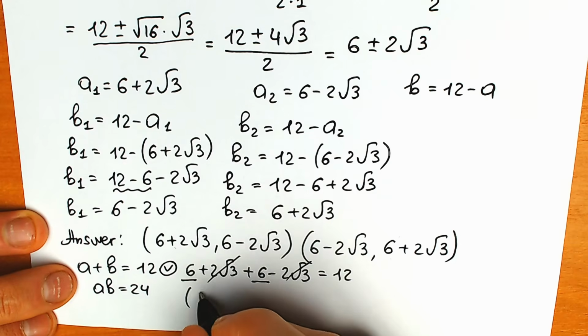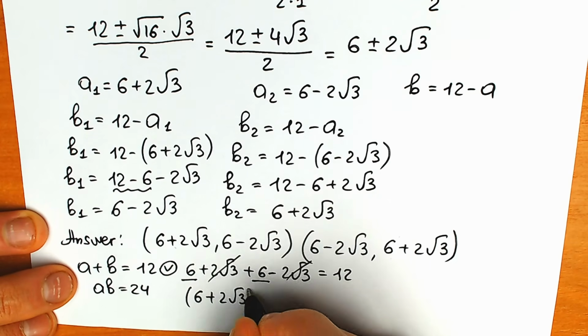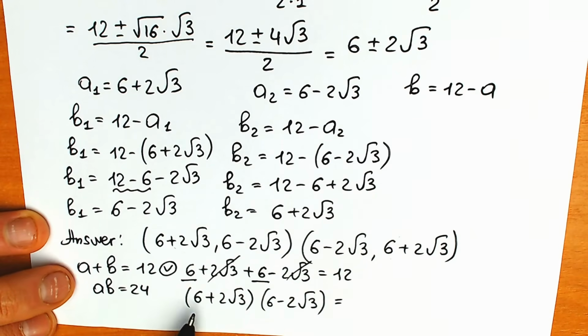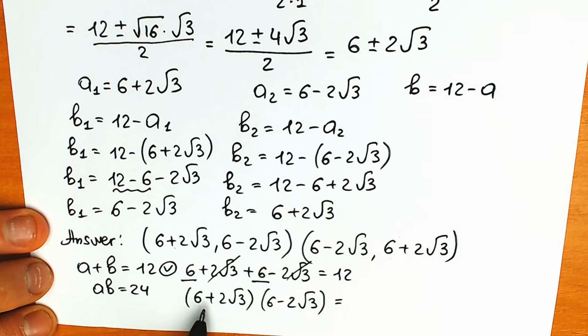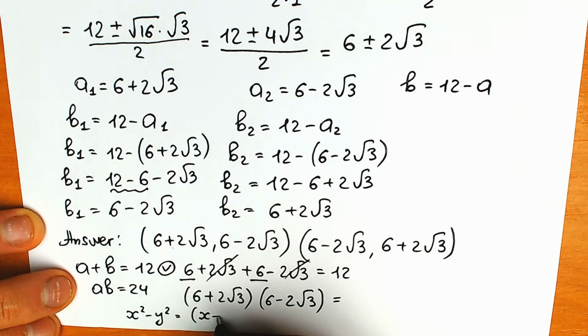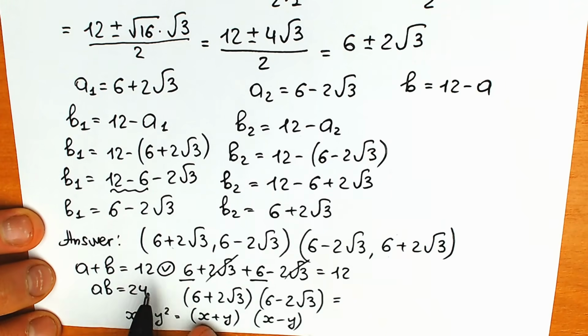Right now, let's check real quick our multiplication. So we have 6 plus 2 square root of 3 times 6 minus 2 square root of 3. Okay, this is our multiplication, and right now let's solve it. First of all, we have a difference of squares. This is our formula because we have a plus b times a minus b. In terms of our identities, this is our difference of squares. I'm going to write it on the bottom: x squared minus y squared equals x plus y times x minus y. So this is a difference of squares.